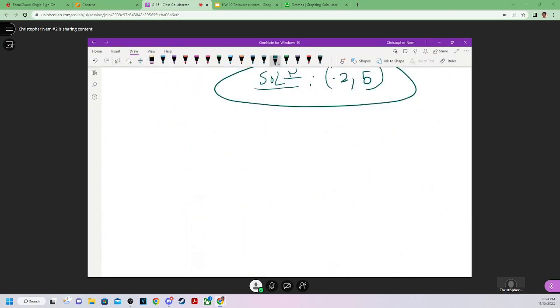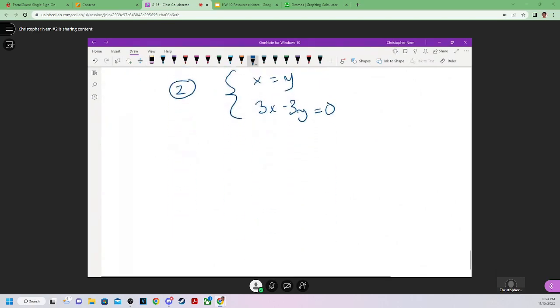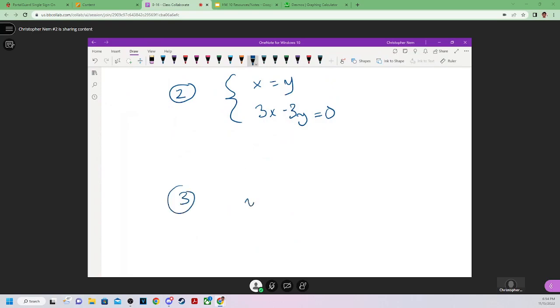I'm going to call this system number 1. These are going to be example practice problems, really. System number 1 is going to be x plus 2y equals 26, and 7x minus 3y equals 12. System number 2 is going to be x equals y, and 3x minus 3y equals 0. And then system number 3 is going to be y is equal to 2x plus 3, and y minus 2x equals 10.